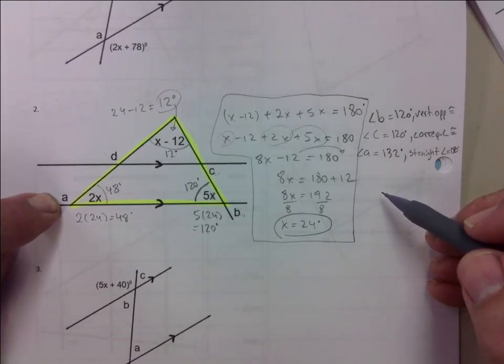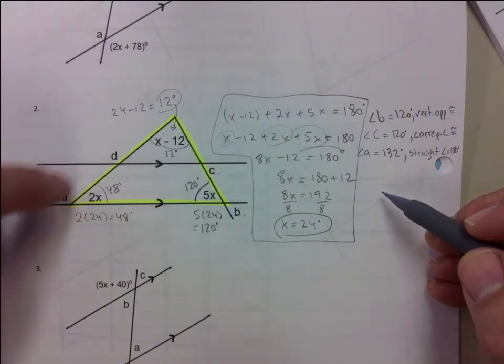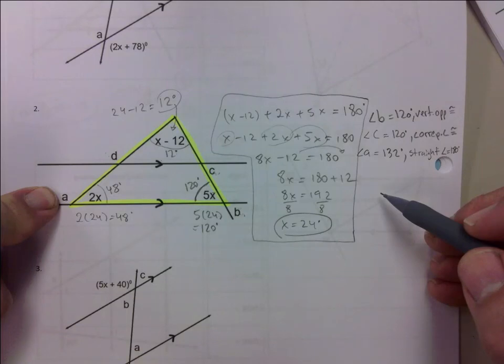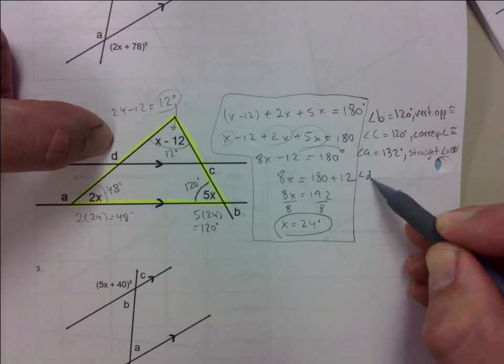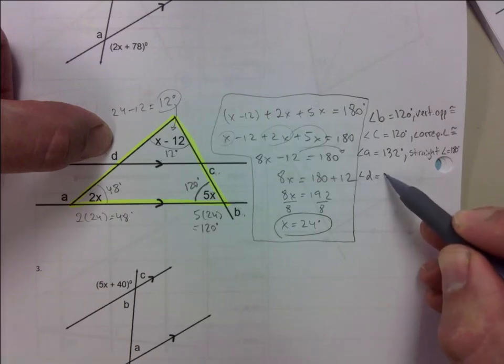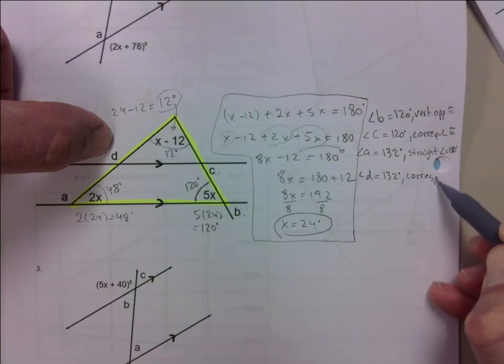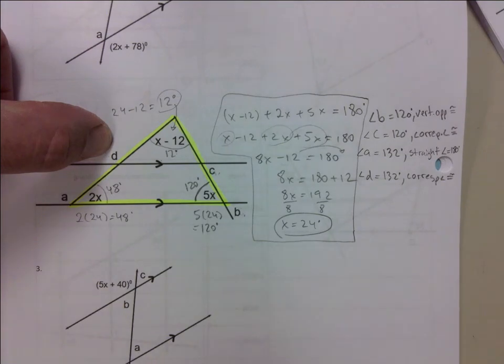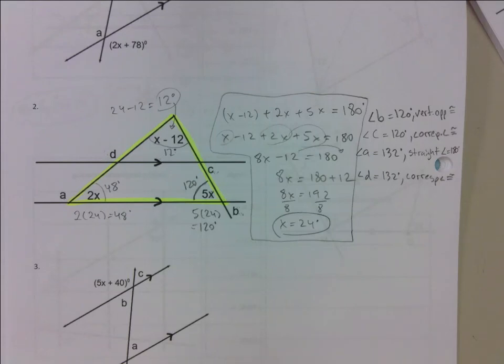And then I could use corresponding here as well. That's basically all I've got in this case. So I'm going to say angle D is 132. They're corresponding. And corresponding angles are congruent when lines are parallel. Okay? All right, so there you have that. Does that help, Sarah?